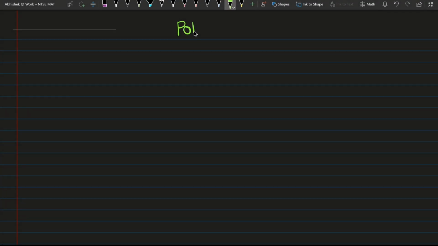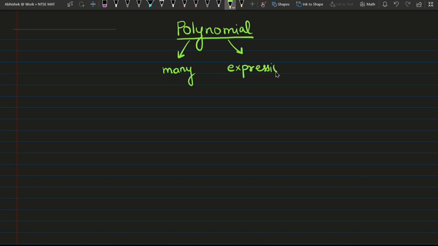Now, I am going to discuss a topic that is polynomial. So polynomial consists of two words, that is poly and nomial. Poly means many and nomial stands for expression. It means whenever we have a combination of expressions, we call it a polynomial. But this is not the exact definition of polynomial. So what is the exact definition of polynomial?